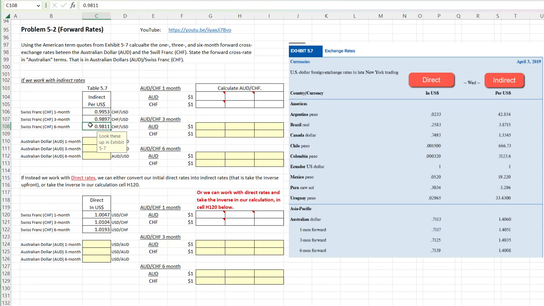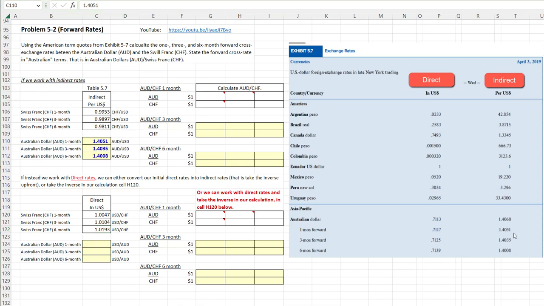So we can see that the US dollar is getting weaker relative to the Swiss franc. We would observe the same thing if we looked at the direct exchange rates. Right now, 1 Swiss franc would purchase $1.0047. 6 months from now, it will purchase 1.0193 US dollars. Let's begin solving this problem by picking up the Australian dollar direct and indirect forward rates from Exhibit 5-7.